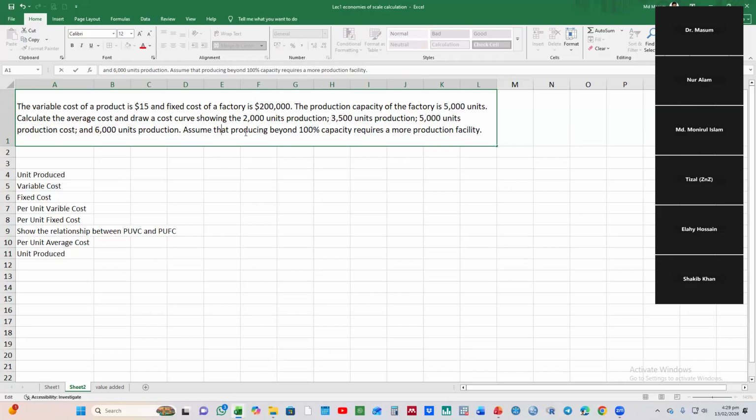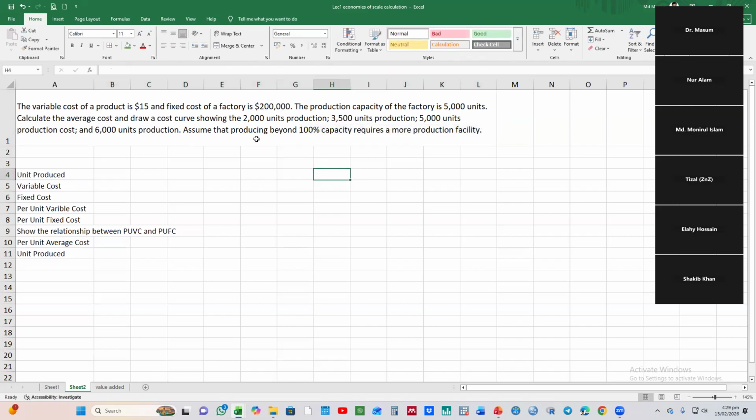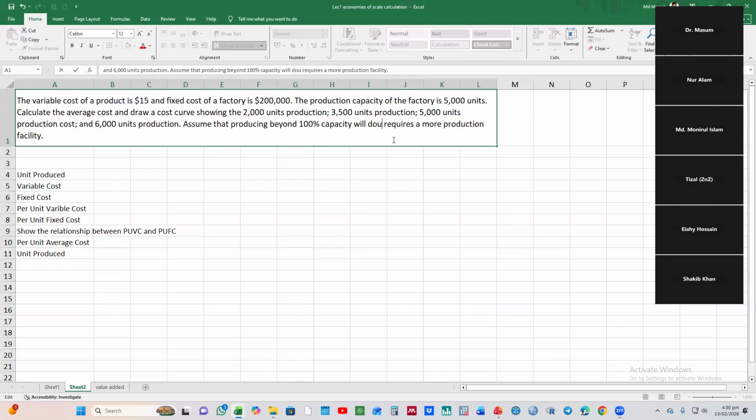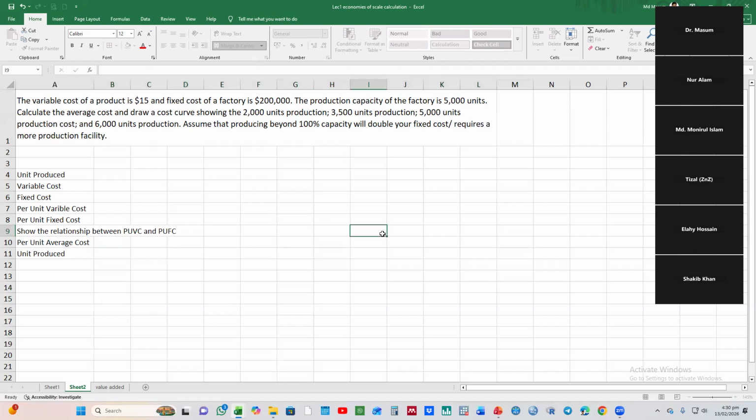Assume that producing beyond 100% capacity will require more production facility. That means your fixed cost will double. Or assume that producing beyond 100% capacity will double your fixed cost. It will make it sensible.